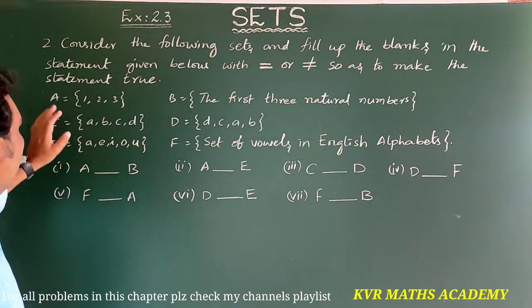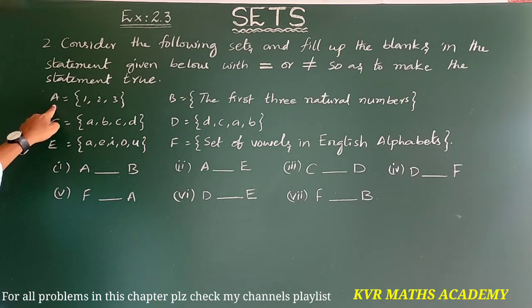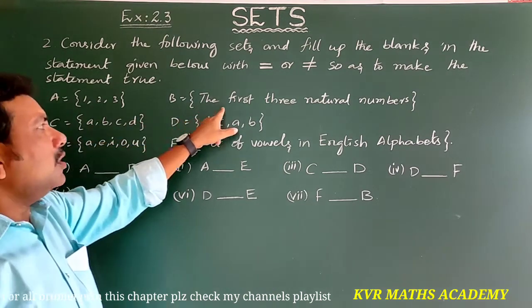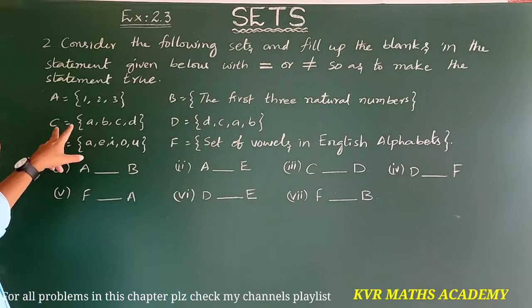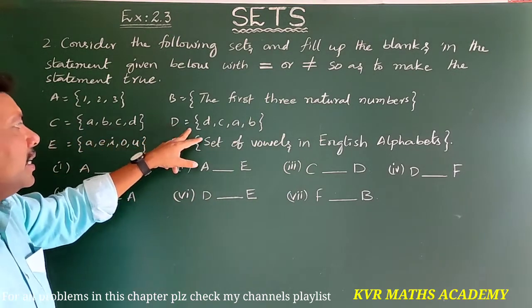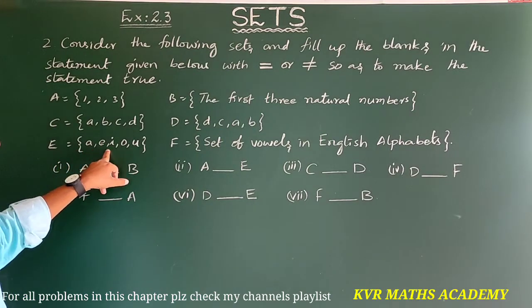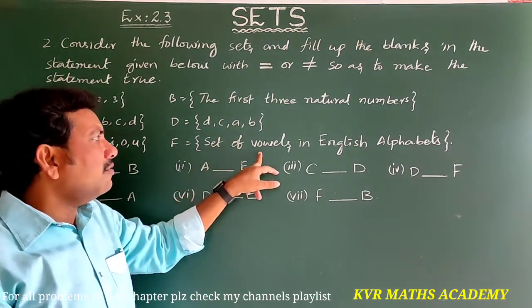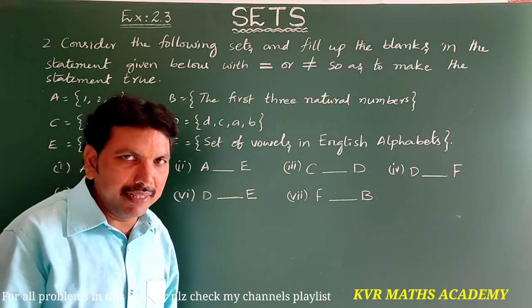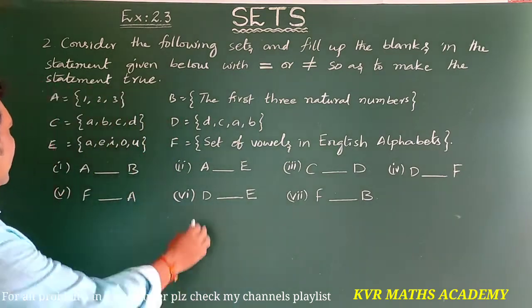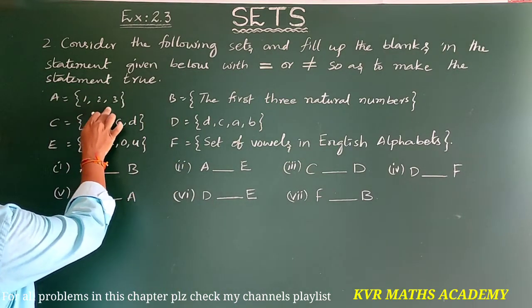See, all the sets. A is equal to set of 1, 2, 3. B is equal to the first three natural numbers. C is equal to set of a, b, c, d and D is equal to set of d, c, a, b. E is equal to set of a, e, i, o, u and F is equal to set of vowels in English alphabet.